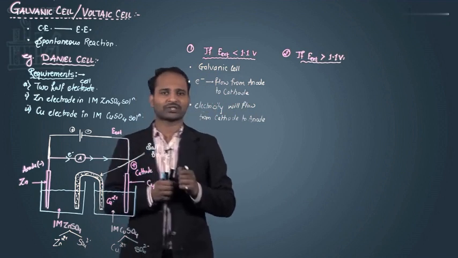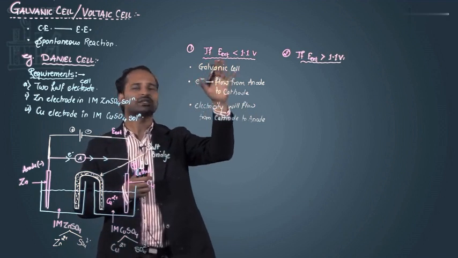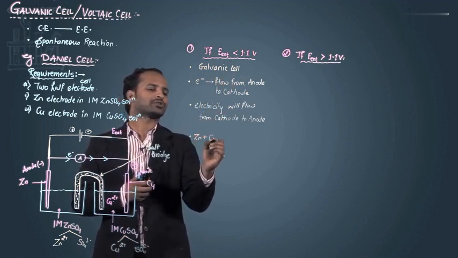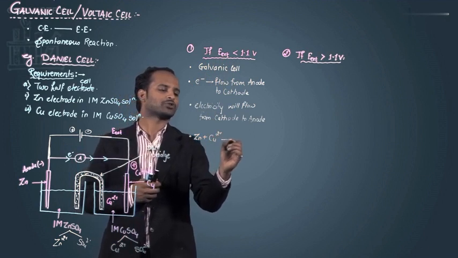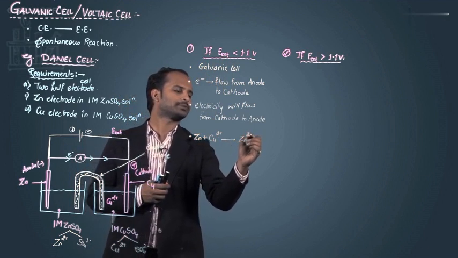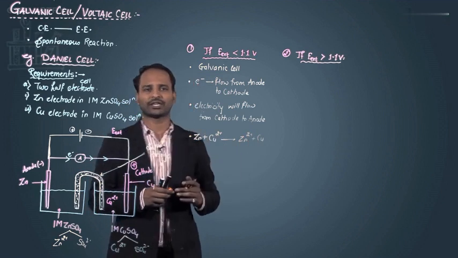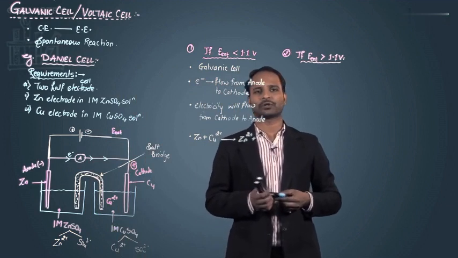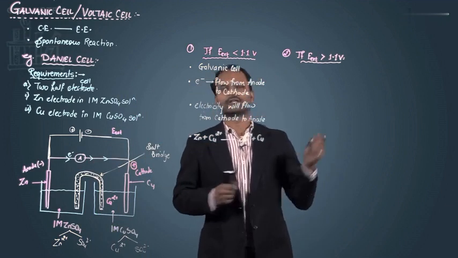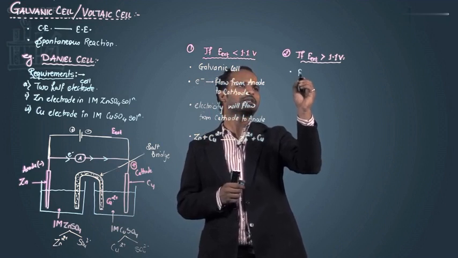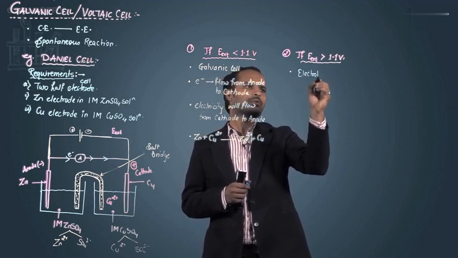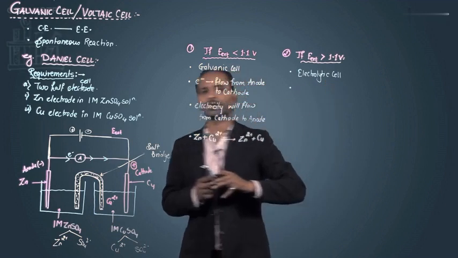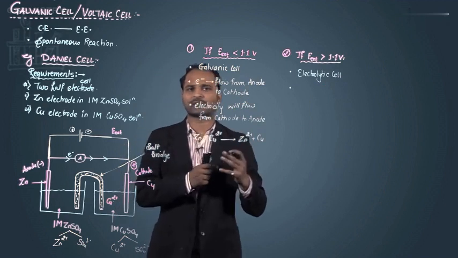If the external source is less than 1.1 volt, the reaction is exactly the same as in the galvanic cell, that is, zinc plus copper 2 plus gives zinc 2 plus plus copper. This reaction takes place in a galvanic cell, and here also the same reaction will take place. Now the second condition, when the external potential is more than 1.1 volt: it will start acting as an electrolytic cell, and everything will get reversed. Everything will take place in the opposite direction.